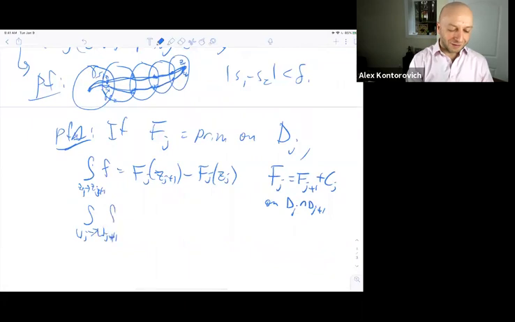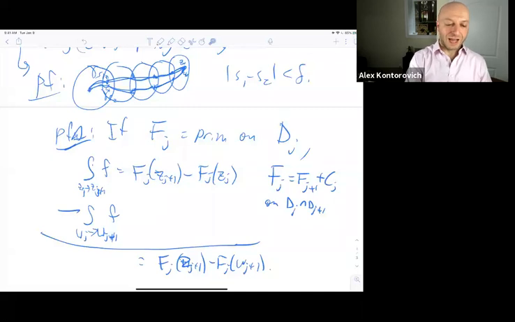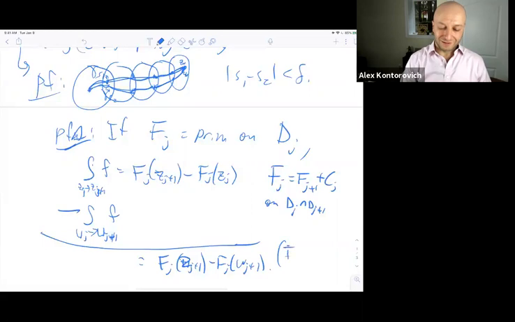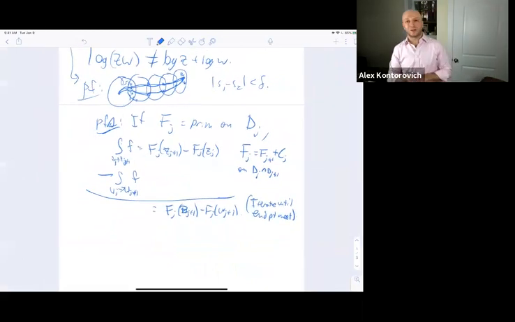The difference between this and this only came out to fj of zj plus 1 minus fj of wj plus 1. It was just the difference at the endpoints. And you iterate this until the endpoints meet again. Okay? Iterate until endpoints meet. All right. That was kind of the first proof, and that was conceptually not such a hard proof.